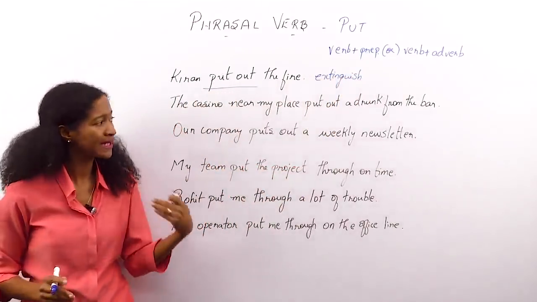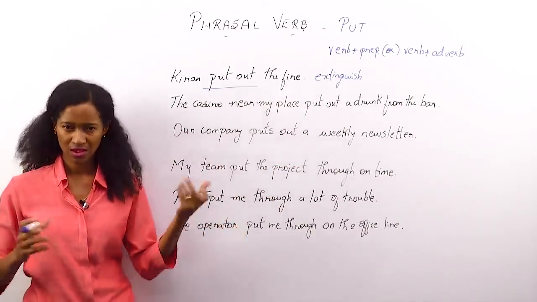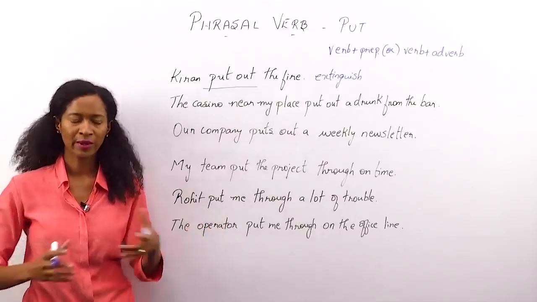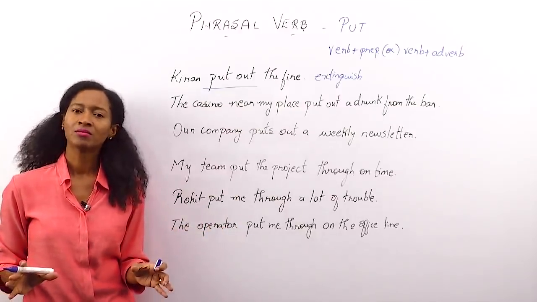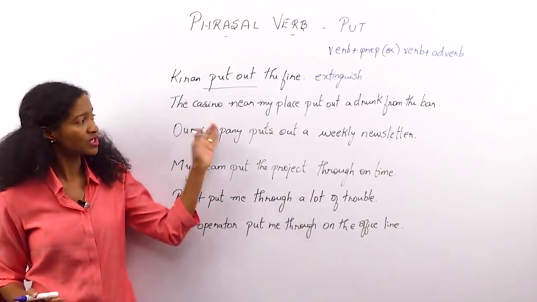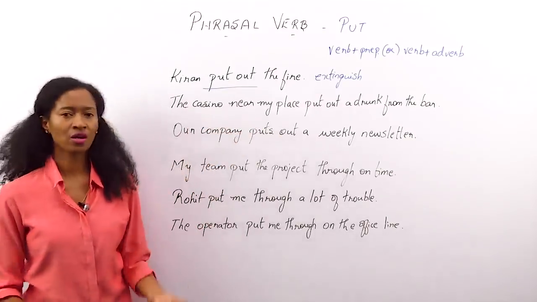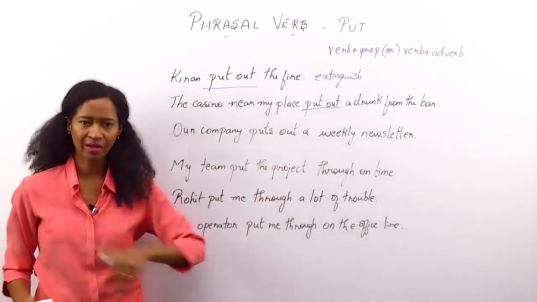The casino near my place put out a drunk from the bar. So probably this guy who has been drinking excessively was causing a lot of nuisance, so they had to get rid of him, right? So "the casino near my place put out a drunk from the bar" means expel, right? To get him out.